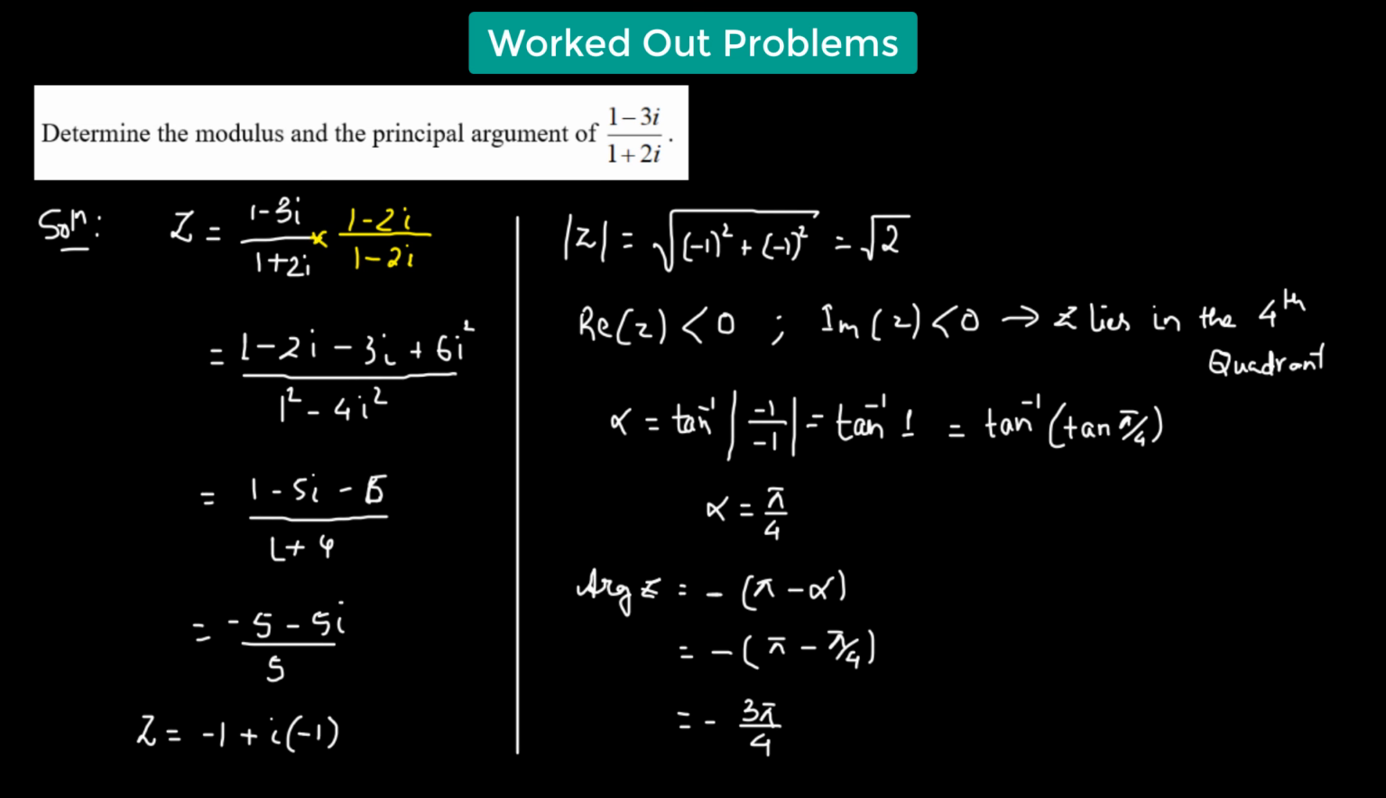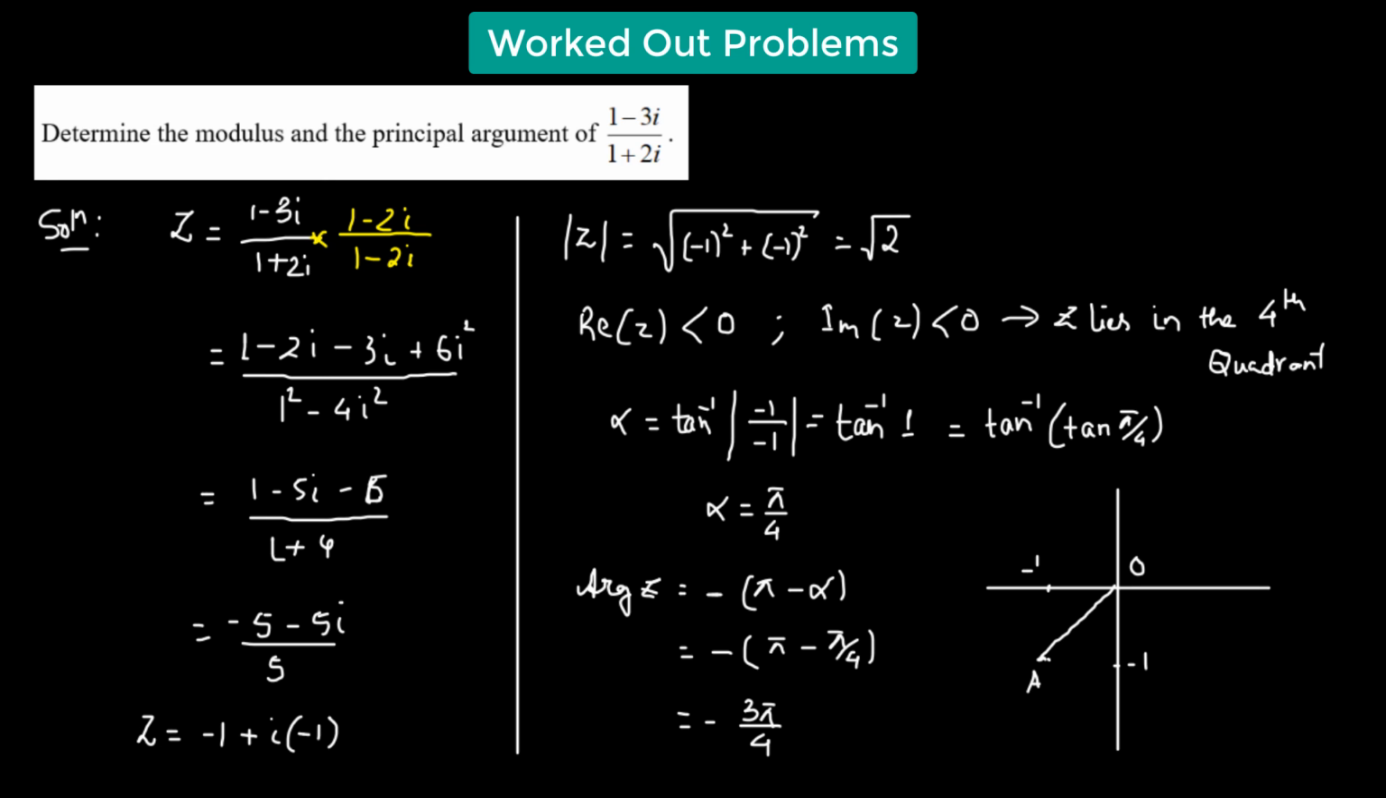So let's quickly check it out on the Argand plane, how we determine the value of the argument. So we have the Argand plane. So our real value is -1, and the imaginary value is also -1. So this is a complex number A, OA is the complex number, that this complex number lies in the third quadrant.